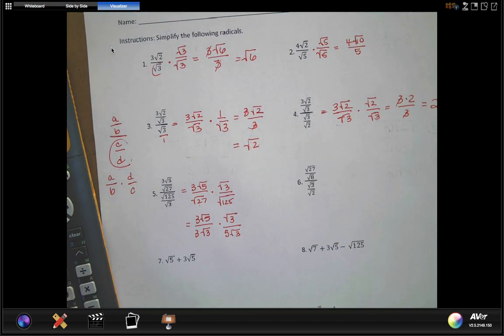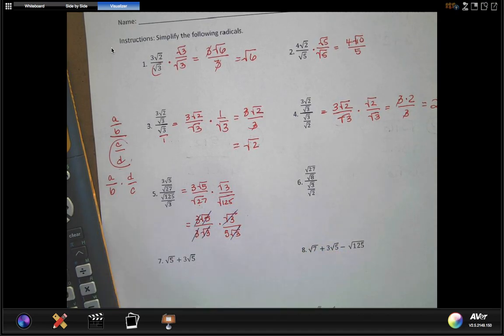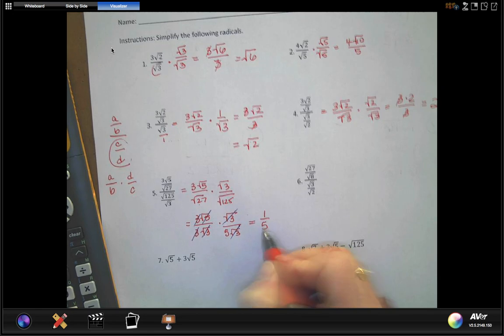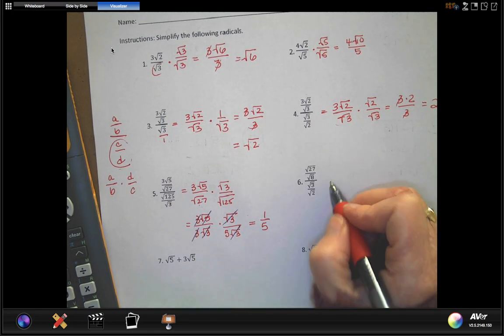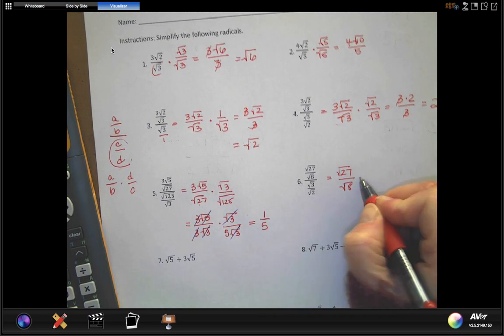So by doing that, these will cancel and these will cancel. This will cancel too. So I'm just left with that 5 there, so it's 1 over 5. Because I multiply across, I just have 1 right there, and it's just 5. Flip the bottom.